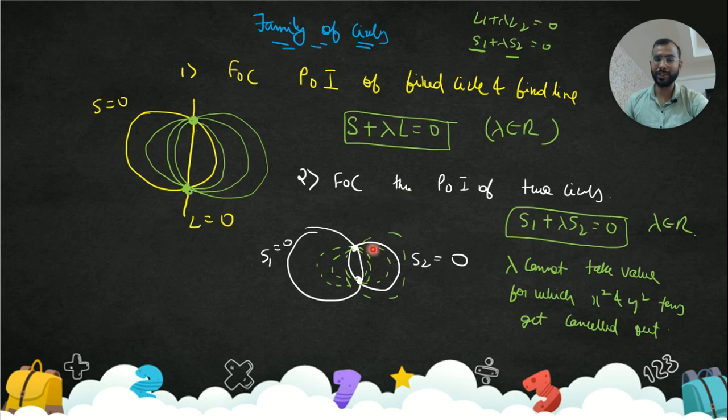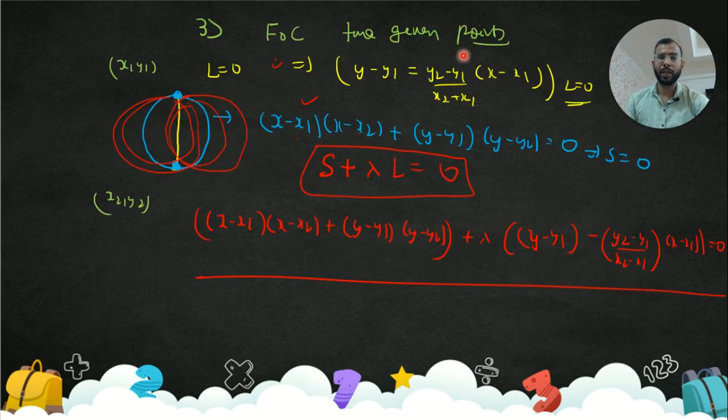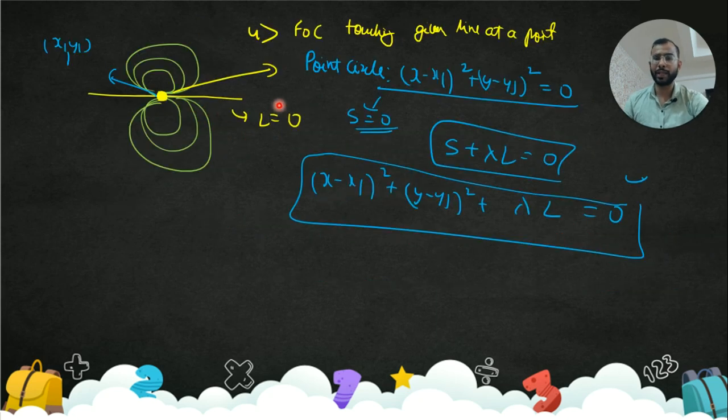Then family of circles: for a fixed line and a fixed circle given, S plus lambda L equal to 0. If 2 circles are given, S1 plus lambda S2 equal to 0; just make sure lambda does not take the value where the coefficients of x square and y square become 0. For 2 given points, the equation of the line L equal to 0 you know by the two-point form, and the equation in diametric form is S plus lambda L equal to 0.